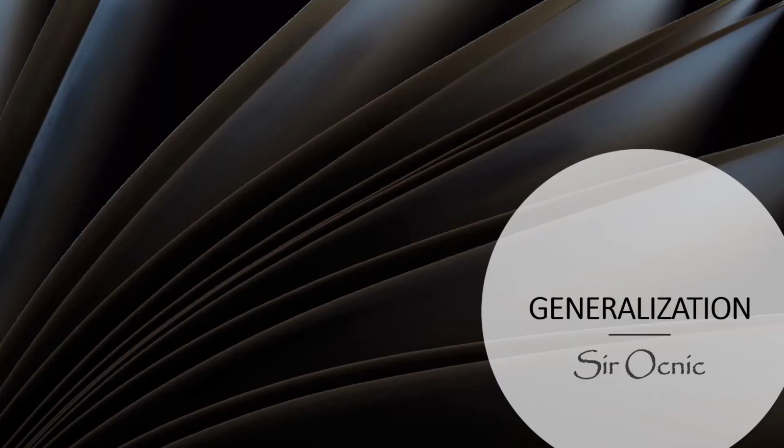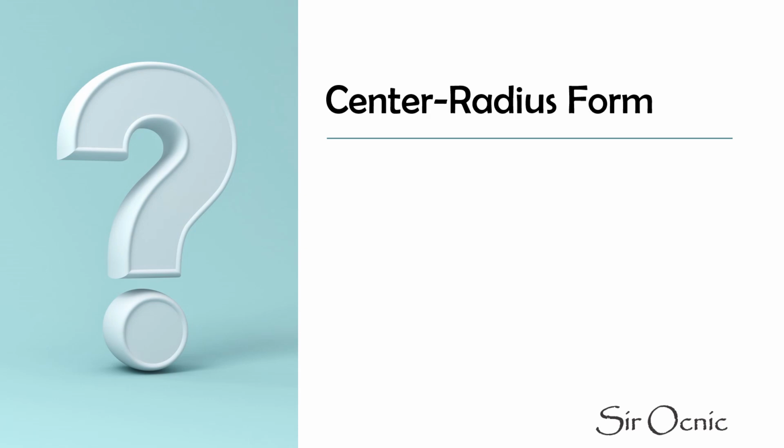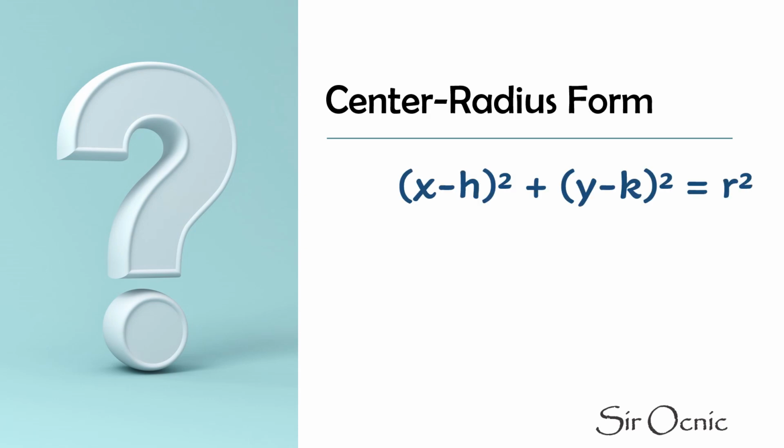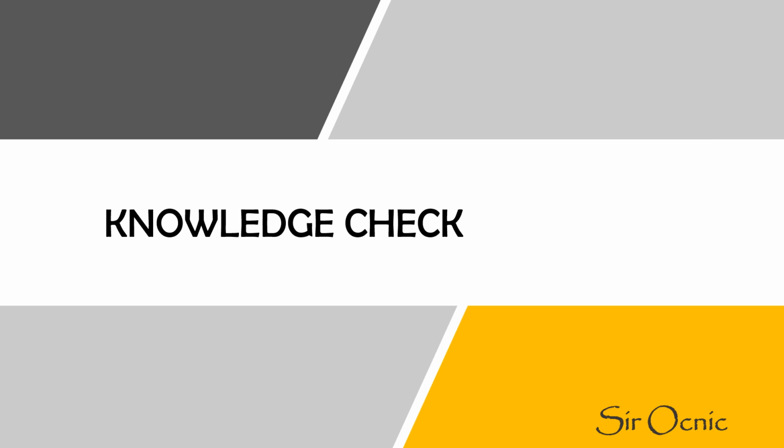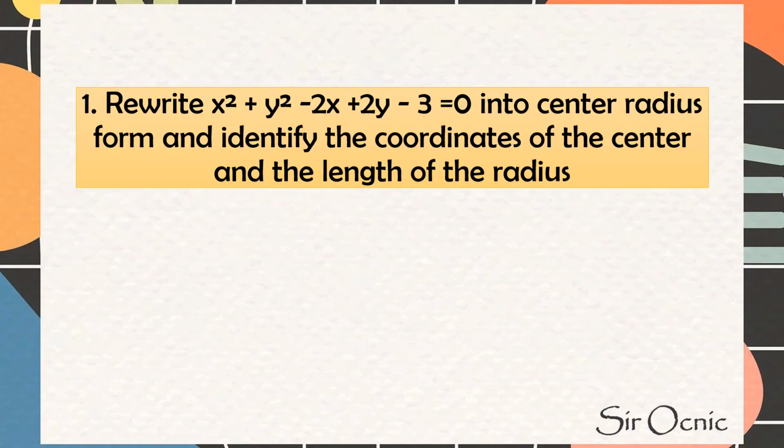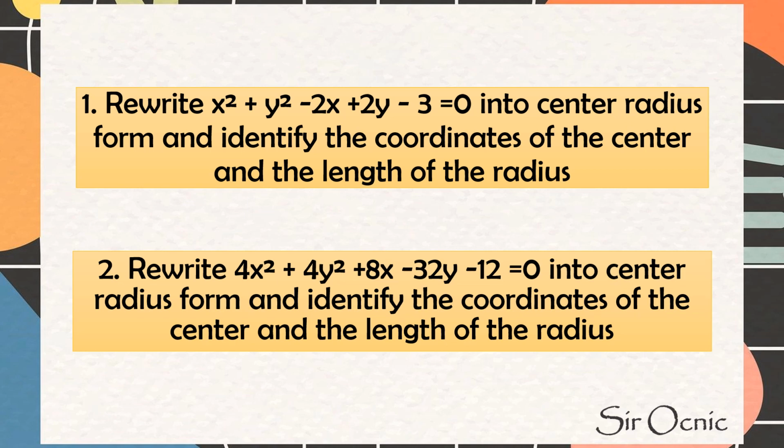Let us now summarize what we have discussed in this video. The center radius form of the circle is given by quantity x minus h squared plus quantity y minus k squared is equal to r squared, wherein center is at hk and r is the radius. Let us now check your knowledge. Do not forget to pause this video while you are doing the activity.